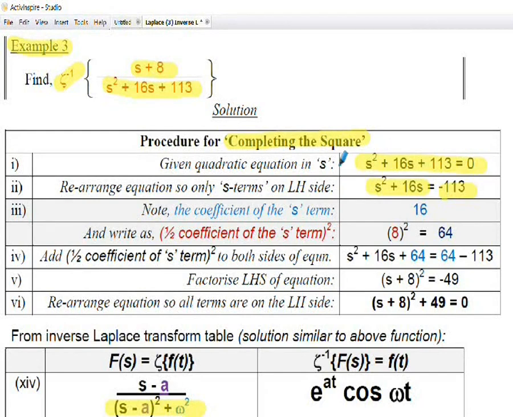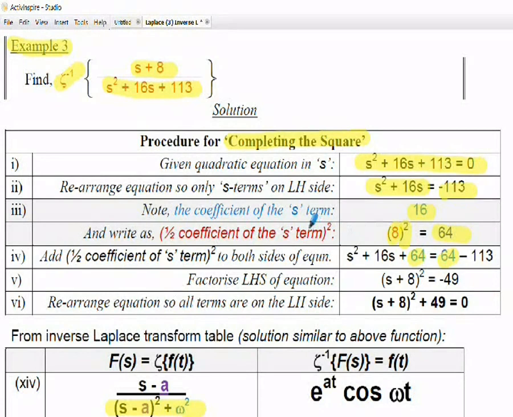Now I note the coefficient of the s term in this case is 16, and in this method for step 3 we halve that coefficient value, so 16 divided by 2 gives me 8, and then we square it to get 64. So step 3 works out this constant 64, that in step 4 we add to both sides of the equation to keep the balance of the equations.